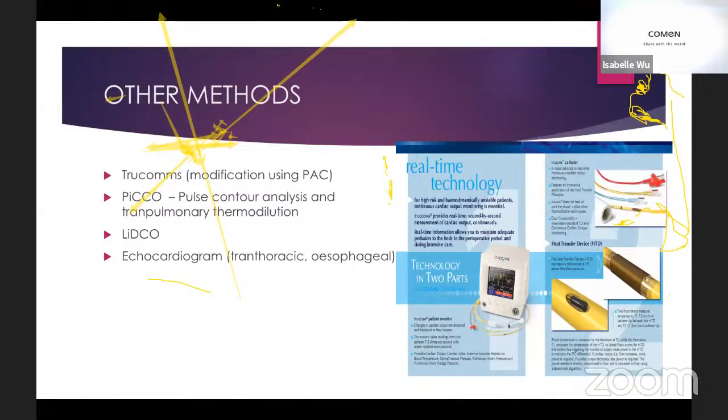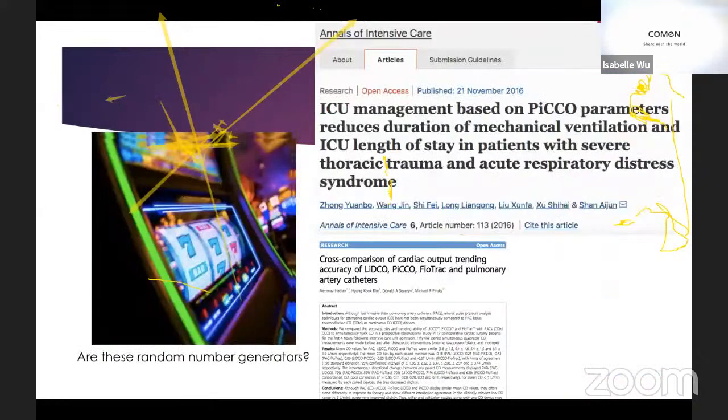And you can also do your echocardiogram, either a transthoracic one or esophageal, where you have that technology. Just a quick word about the PiCCO studies. Different studies have shown, initially when it first came out, people were wondering, are these just random number generators or do they work? But studies have actually shown that the parameters that we derive actually can help to shorten length of stay in the ICU and shorten mechanical ventilator days. But unfortunately, comparing all of them to using your Swan-Ganz catheter doesn't really show any added advantage, to be honest.